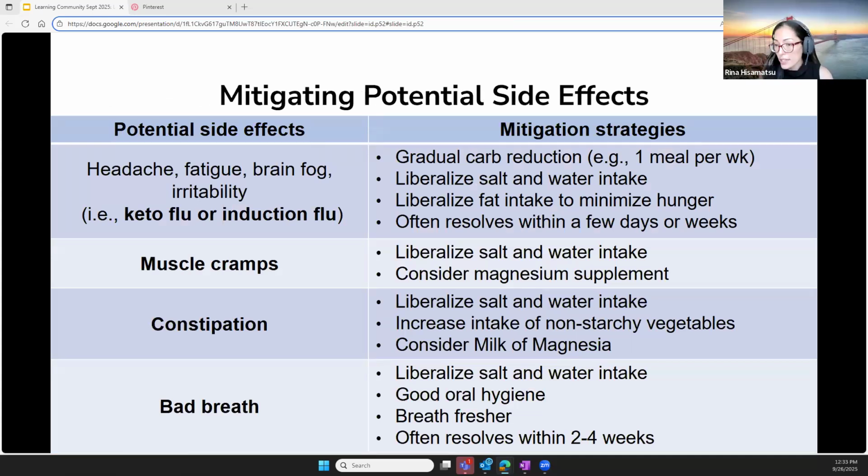All right, so when initiating a VLCD, there may be some potential side effects to be aware of, which may occur within the first few days or weeks of dietary change, but they can often be managed or mitigated through lifestyle. Most importantly, a gradual carb reduction of 1 meal per week is what I often recommend, and also reinforcing excellent hydration and liberalizing sodium intake are some of the key steps to ensure minimal side effects.